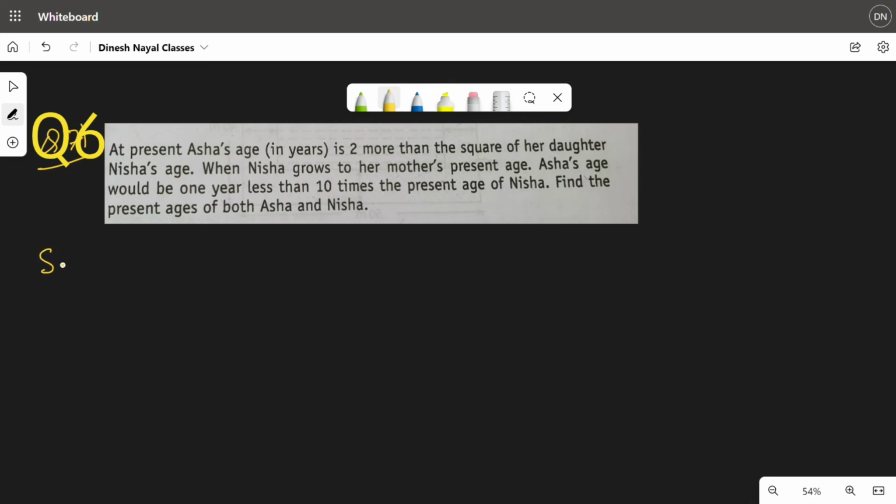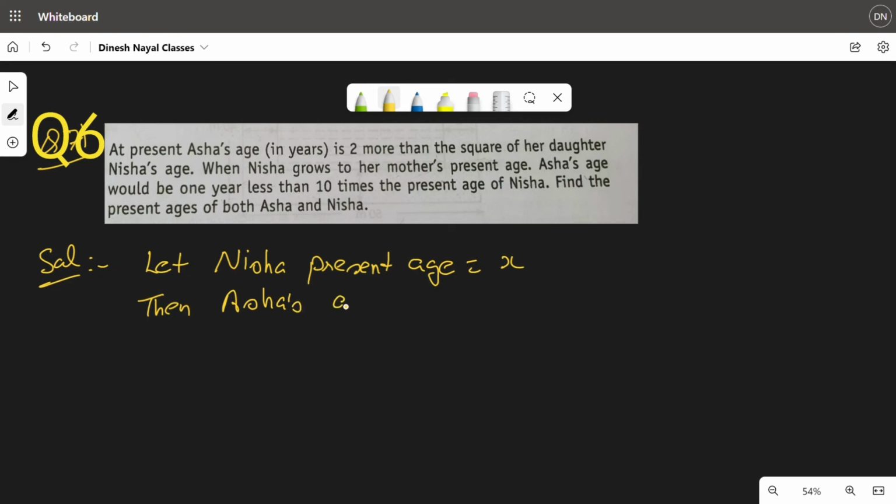So what we do, we take Nisha's present age to be x. Okay, let's start with this. Let Nisha's present age be equal to x here. So now Asha's age will be 2 more than the square of her daughter Nisha's age. That means the square of her daughter's age will be x square, plus 2. So Asha's age will be x square plus 2.